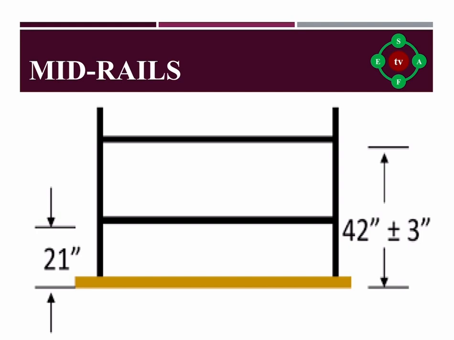Mid rails. Mid rails are the middle bars in the rails of scaffolding. It ensures that a worker does not fall through. This has to be installed approximately midway between the top rail and the platform surface. The cross point of cross bracing used as mid rail should be between 20 to 30 inches above the work platform.